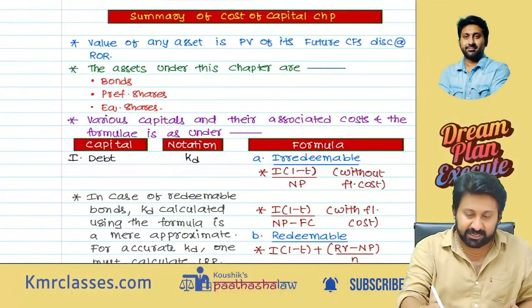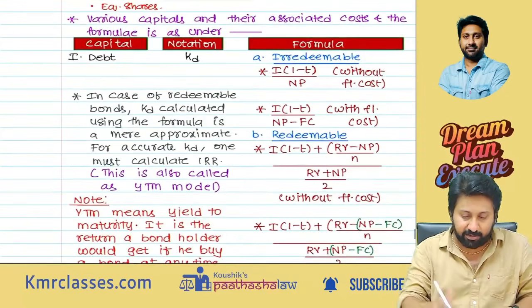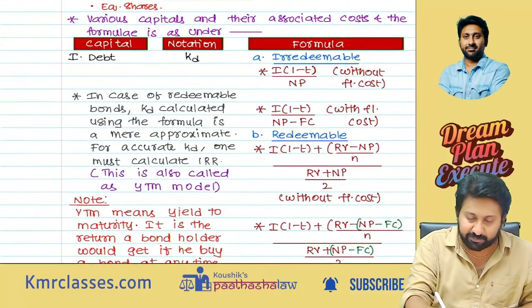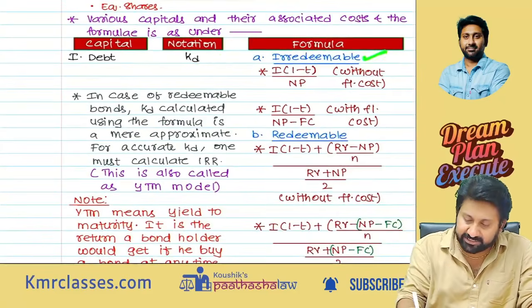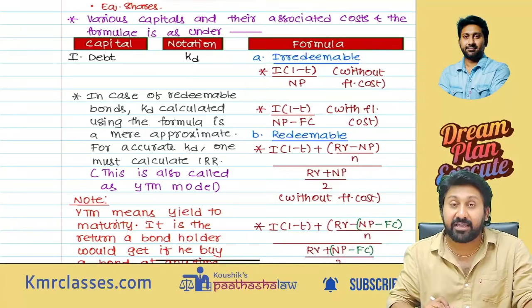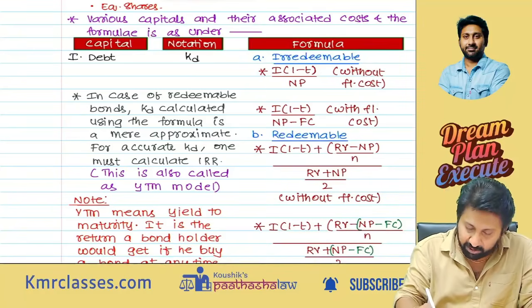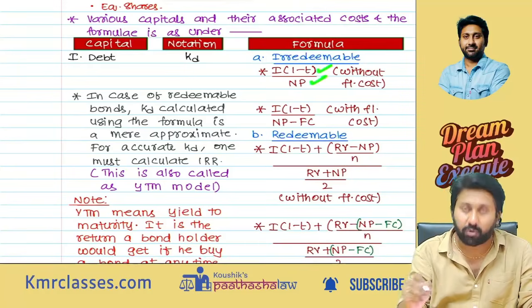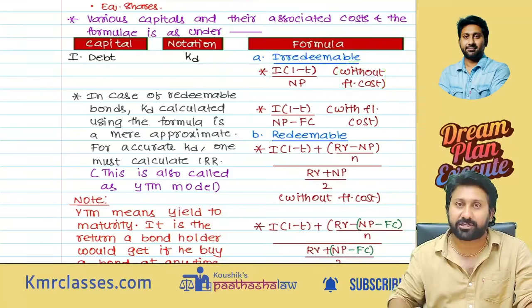First I am starting with the cost of capital chapter. In the cost of capital chapter, the first formula is the KD formula. What is the KD formula? If it is irredeemable debt, then the formula is I into (1 minus T) divided by NP. This is the answer without a flotation cost.